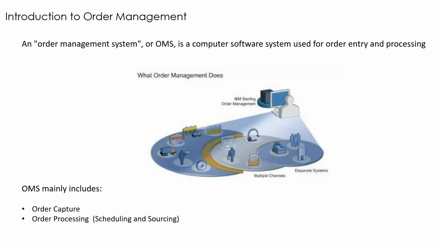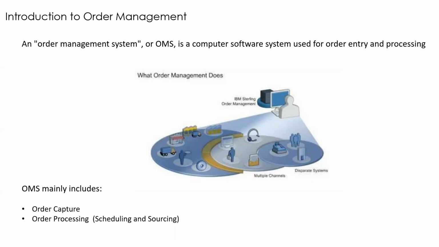So it mainly includes, as I said, order capture. We get that order right from the customer and process that order. Processing is your scheduling and sourcing. This is the main function of OMS. You might have inventory in different places, so how do we schedule and source it from the right location? Because you cannot be shipping it from a far away place, and you cannot be shipping it in different packages.